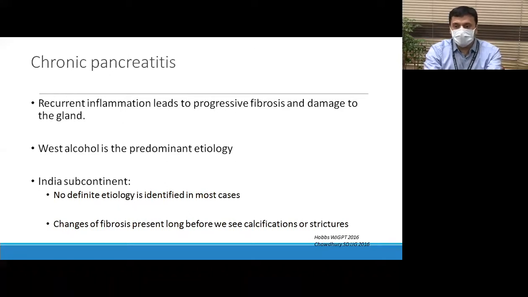The commonest etiology in the Western countries is alcohol intake, while in the Indian subcontinent no definite etiology is identified in most of the cases. Still, the incidence of alcohol is on the rise. The other etiologies that need to be considered in a patient with chronic pancreatitis are metabolic causes like hypercalcemia and hypertriglyceridemia. There is tropical calcific pancreatitis, hereditary pancreatitis, and obviously autoimmune pancreatitis, of which there are type 1 and type 2, and they may present with features of jaundice.